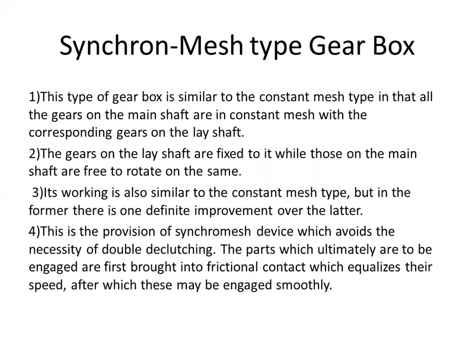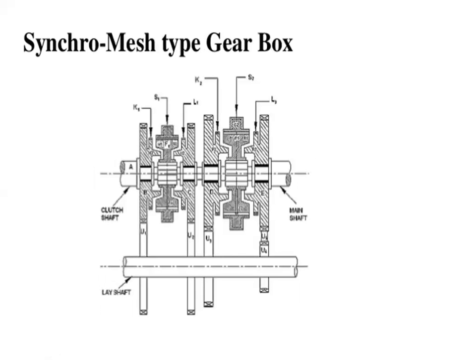Okay, next will be the synchronous type gearbox. This is the diagram of the synchronous gearbox. Synchronous mesh type of gearbox is similar to the constant mesh gearbox, in which the dog clutch is also provided, but it is very complicated, so that the power is transferred from one shaft to the other shaft very easily.